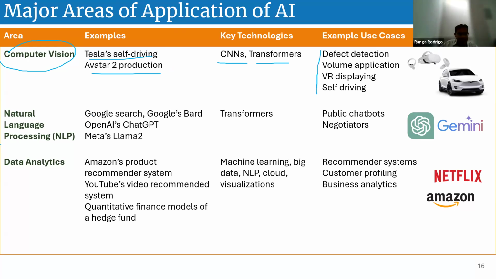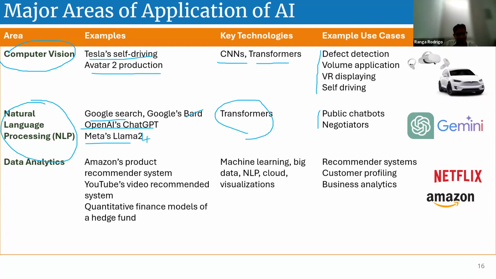And then the other important thing that you more regularly use is natural language processing. Google Search, Google's now Gemini, not Bard, right? I have to change this line. OpenAI's ChatGPT, Meta's Llama, now Llama 4 is available. Those are all large language models, and they predominantly use transformers, and public chatbots, negotiators. All these are example use cases.